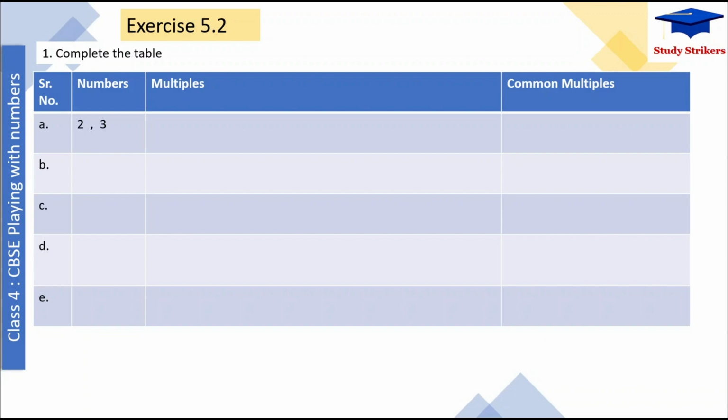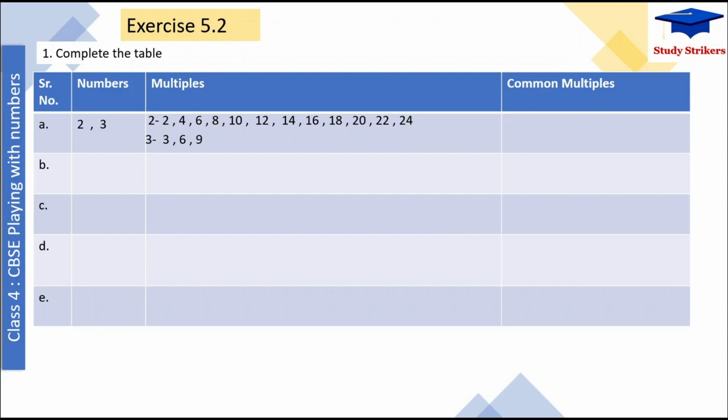Here we have to write multiples of 2 and 3 and their common multiples. So multiples of 2 are 2, 4, 6, 8, 10, 12, 14, 16, 18, 20, 22, 24, right? I have taken the first 12 multiples of each number. You can take as many as you want.